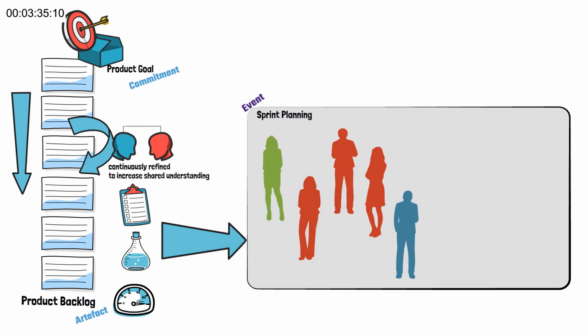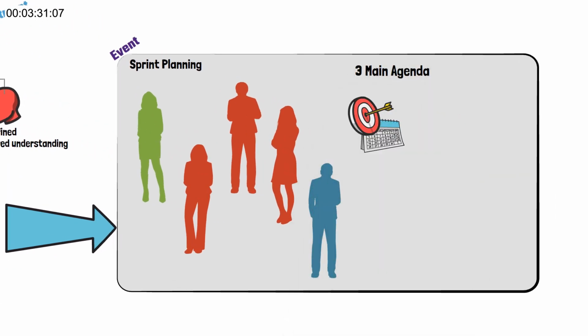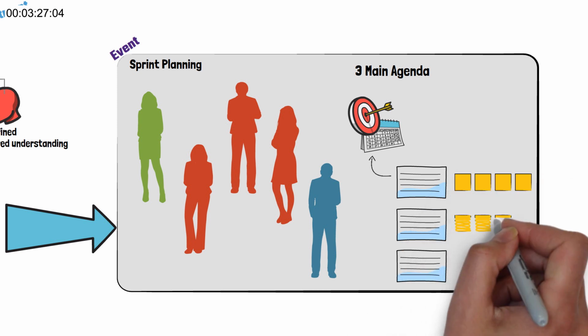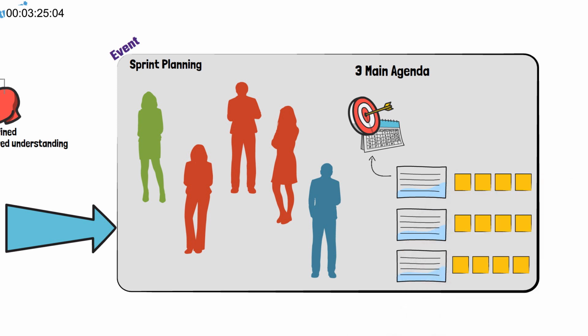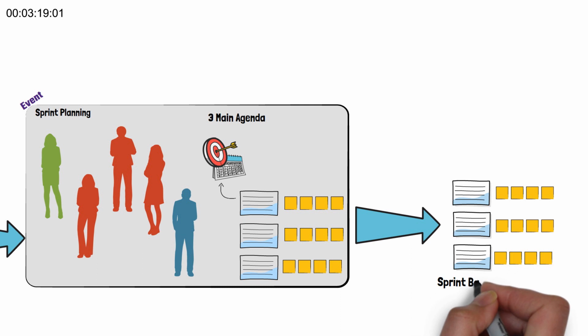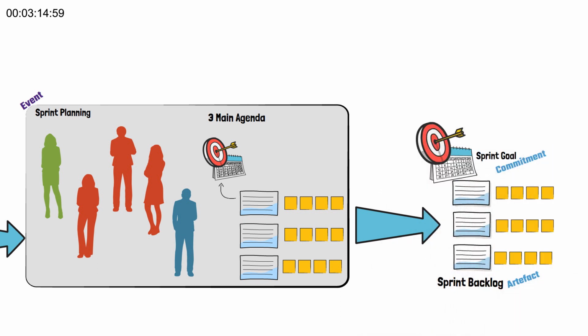During sprint planning, the Scrum team has 3 main agendas: create the sprint goal, select items from the product backlog that can fulfill that sprint goal, and decompose the selected product backlog items into small work items for developing a usable, valuable increment. The result of the sprint planning is the sprint backlog with the sprint goal as its commitment. The sprint backlog is the second artifact in Scrum.